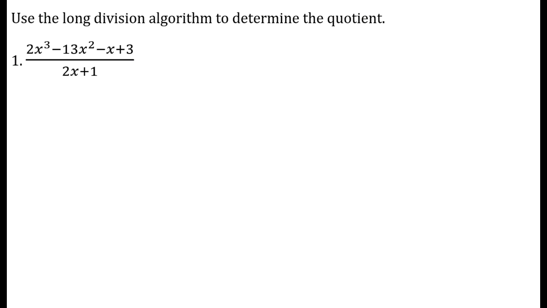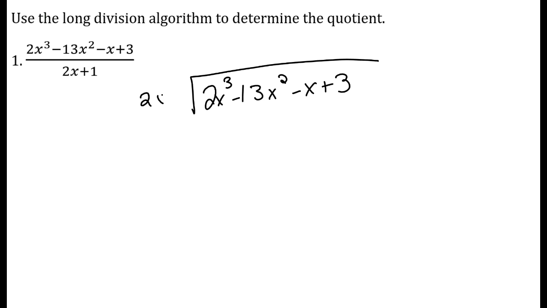I'm going to use long division to divide 2x cubed minus 13x squared plus x plus 3 divided by 2x plus 1. We say, what times 2x, we just look at the 2x, ignore whatever else is there. What times 2x gives me 2x cubed? Well, that's going to be x squared.